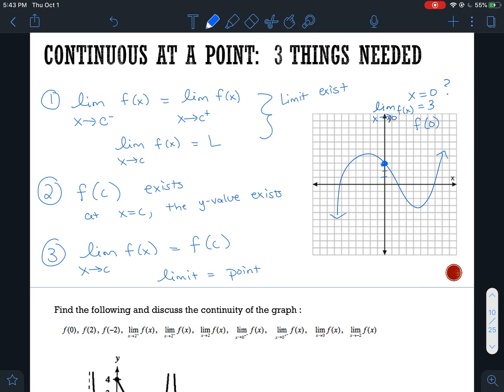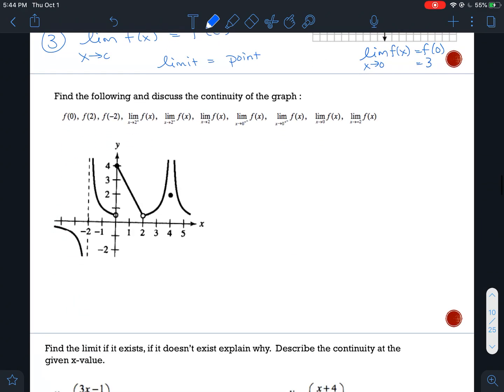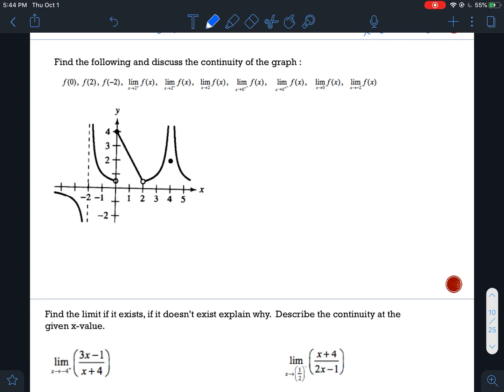And then you need to look at the y value. What's the y value when x is equal to 0? Well, that's just the point, and again, the point is 3. So are the limit and the point at the same height? They are. Since the limit as x approaches 0 of f of x is equal to f of 0, then the graph is continuous at x equals 0. So the limit has to exist, the point has to exist, and the limit and the point have to have the same value. So let's go ahead and discuss the continuity at these different places.